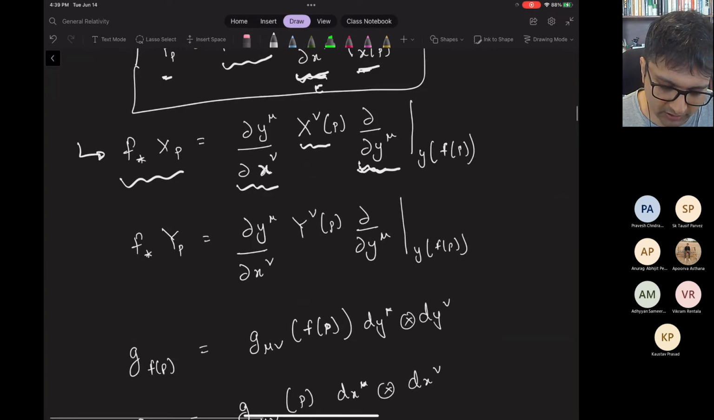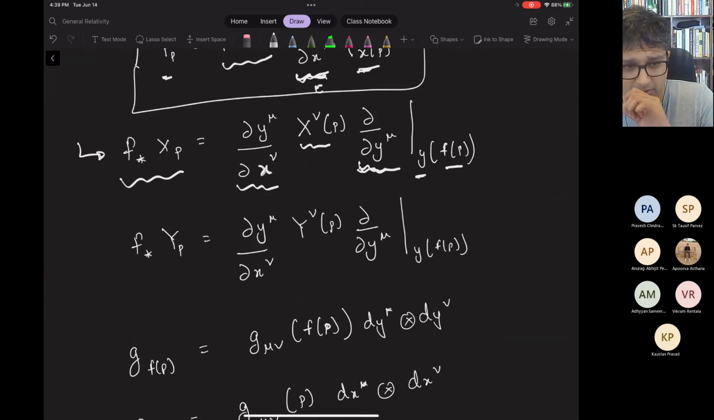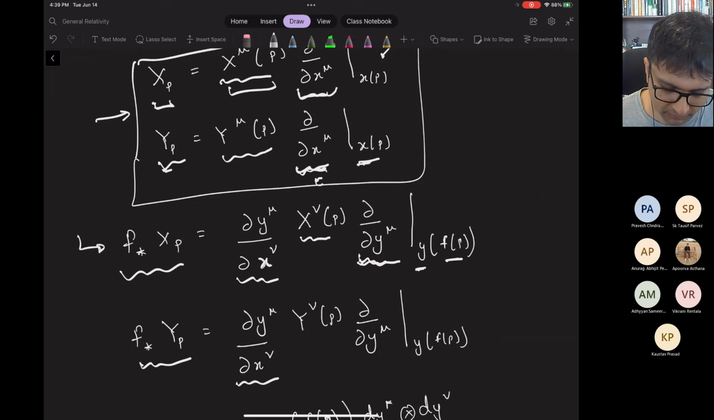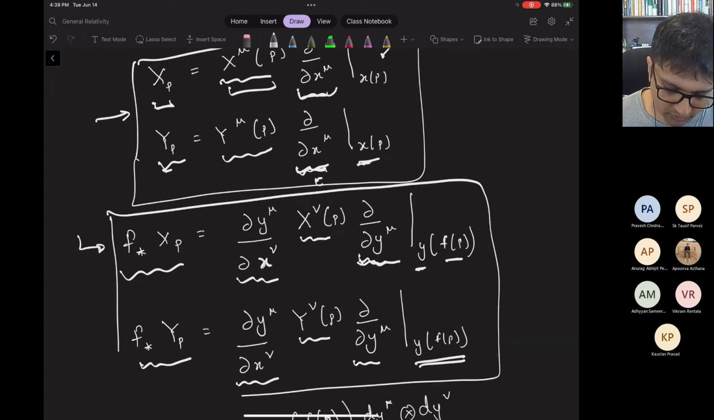So we'll write this over here. This is y, but these are the coordinates of F(P). That's the important thing. These are the coordinates of F(P) in whatever coordinate patch you use. And similarly, we can define the push forward of Y_P as the Jacobian ∂y^μ/∂x^ν, Y^ν, again ∂/∂y^μ, at F(P). So this is the push forward.